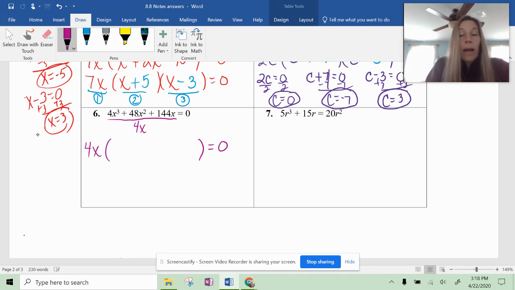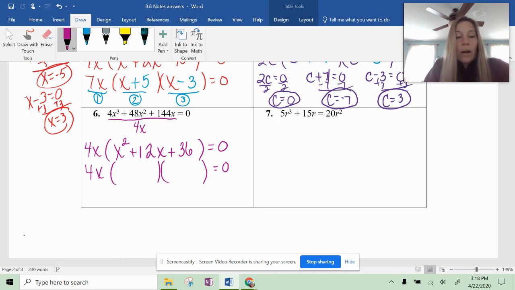When I divide out 4x from all 3 terms, I'm left with x squared plus 12x plus 36, right? So now I have a simple quadratic trinomial in here. It starts with x squared, so right away I can factor into x and x. What numbers multiply to get 36 and add up to get 12? So what would that be? 6 and 6.